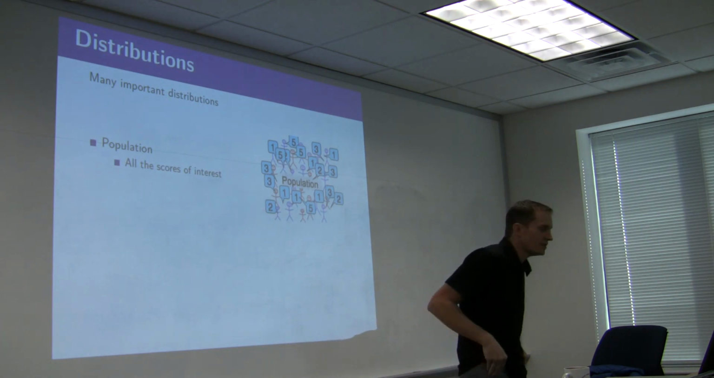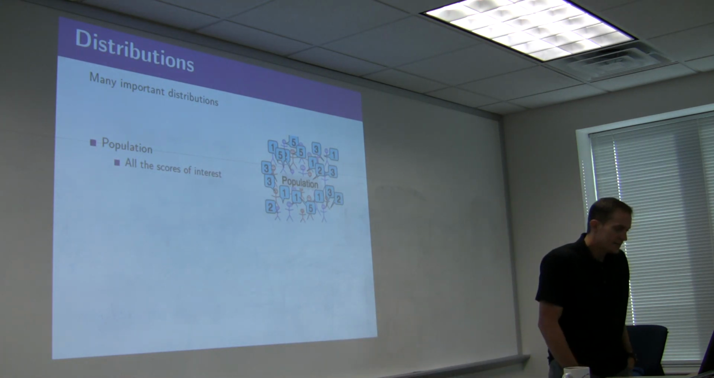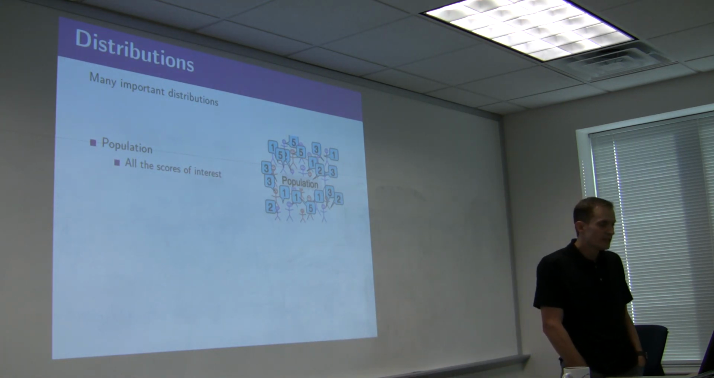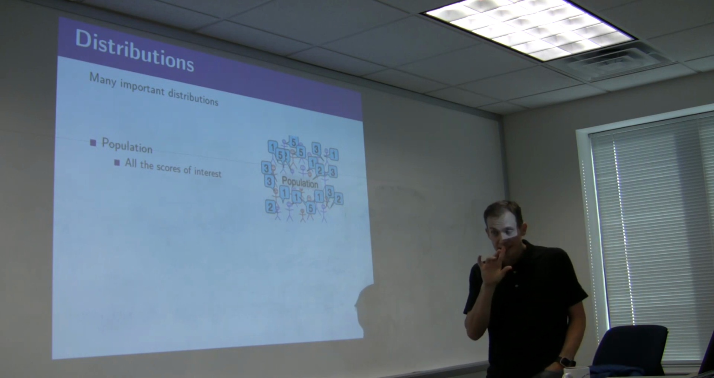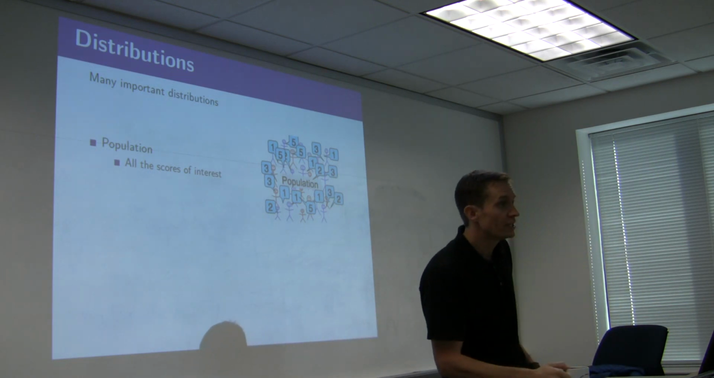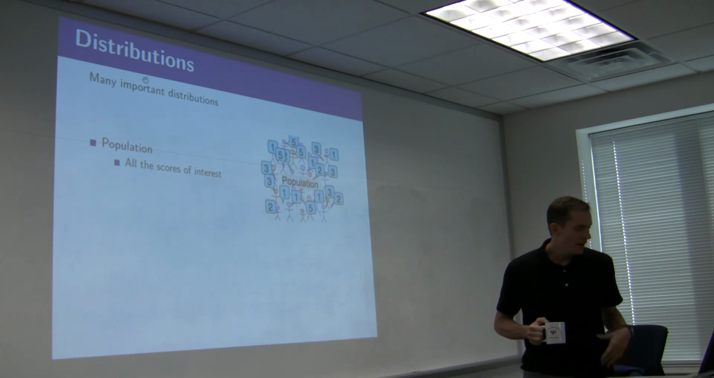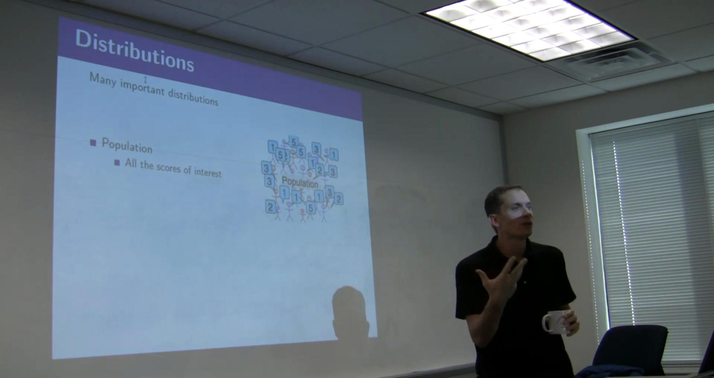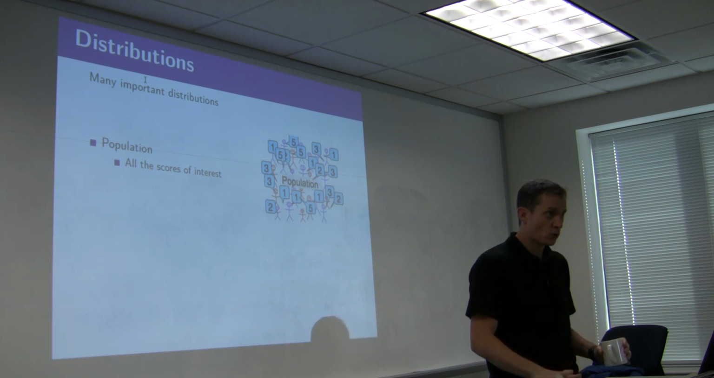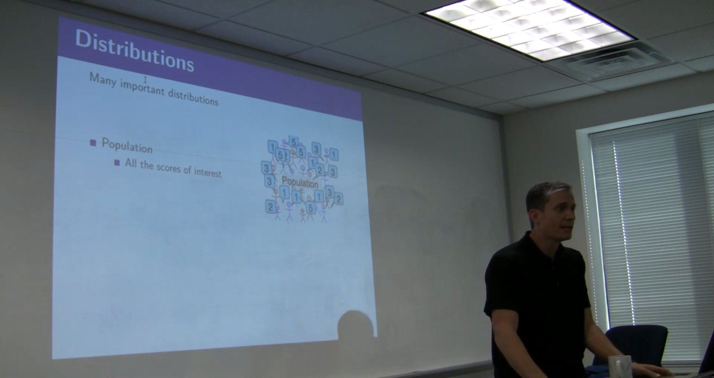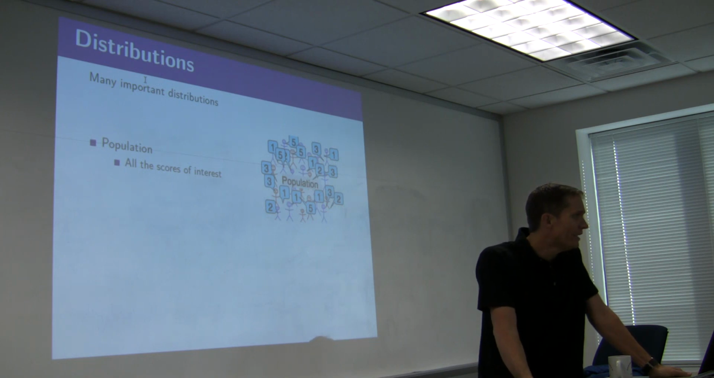What are distributions? Distributions are essentially the collections of data that we're interested in. There are many important distributions in psychology. We're going to talk about two in particular, the population as well as something related to samples. The population, of course, is your collection of all possible scores of interest. You might be talking about the population of IQ scores.